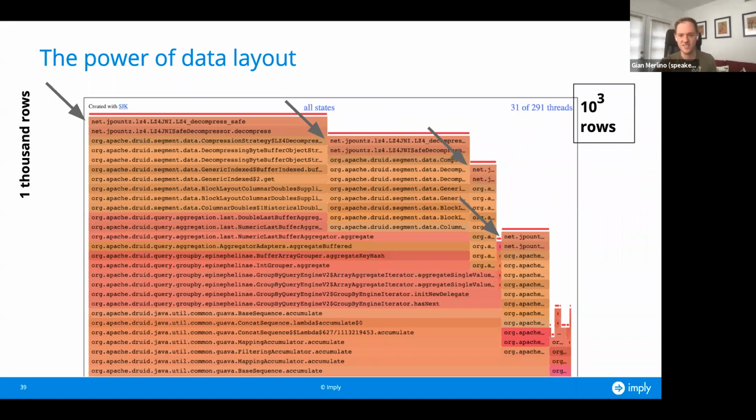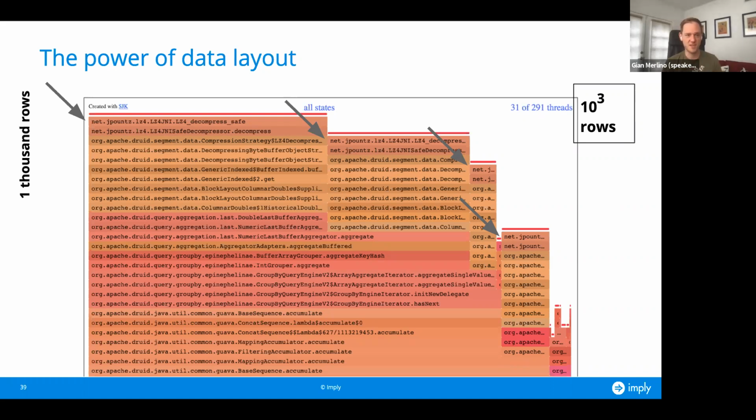I'll leave with this, here's a real world example from a real customer, a real Druid user that had some unclustered data. And what you can see is, look at all this stuff. Look at every single stack trace here. This is a profile. net.jpountz.lz4, LZ4 decompress safe. This is the routine that decompresses a block through LZ4 compression in Druid's case.